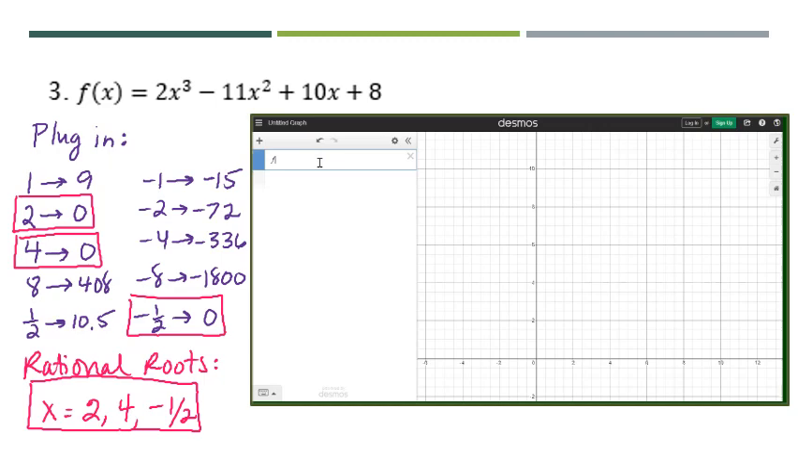We're going to use the same method to test all of our rational roots as we did in the previous example. The first step is to type in the function exactly how it's written in the notes. It is very important that you type it in exactly how you see it. If you make any mistakes, it's going to give you wrong answers when we evaluate.